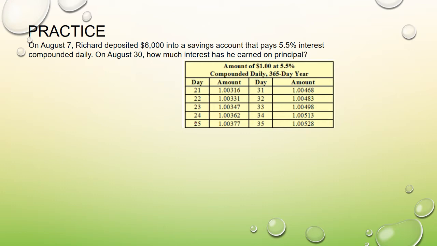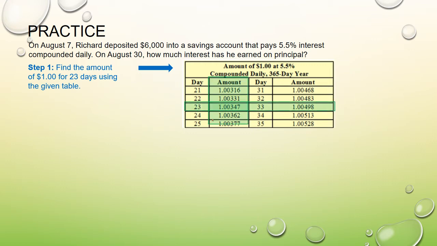Alright, let's go over this question. So again, first step is to find out the amount of $1 for blank days using the given table. This time it doesn't tell you how many days, so we need to figure that out. So it started off on August 7th and it goes to August 30th. So that means there are 23 days, right? 30 minus 7, 23. So now that we have that, we can take a look at the table.